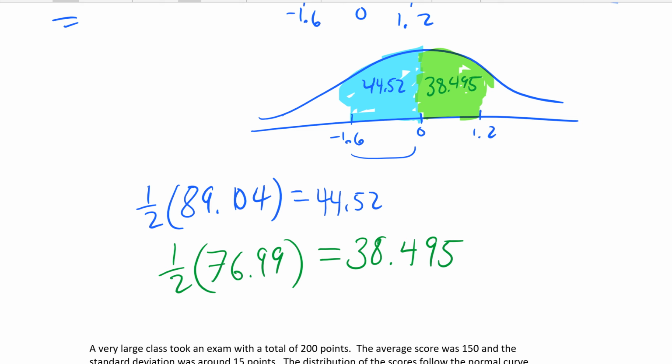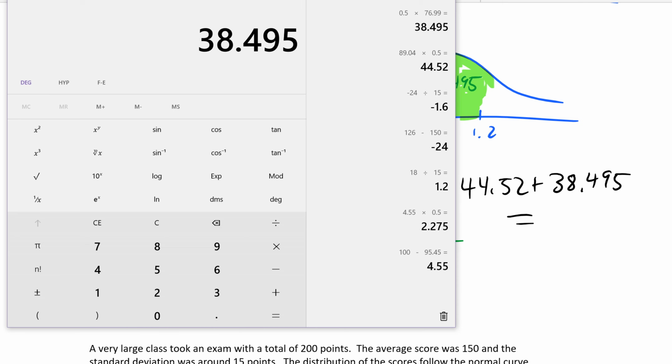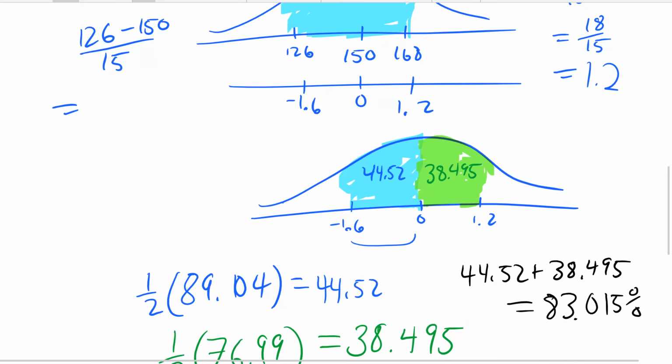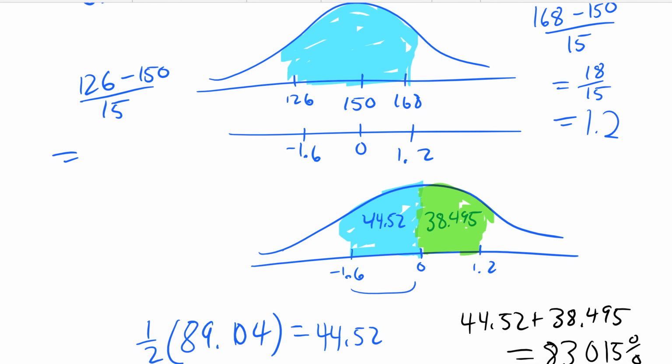To find the total area, we add them up. 44.52 plus 38.495 is equal to, let's use the calculator, 83.015%. So 83.015% of students scored between 126 and 168.